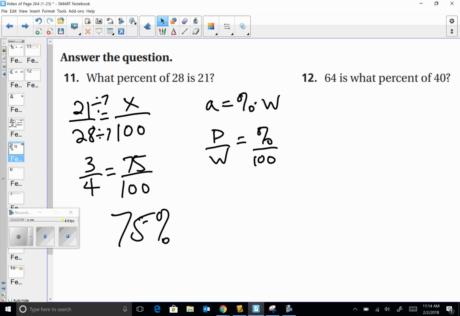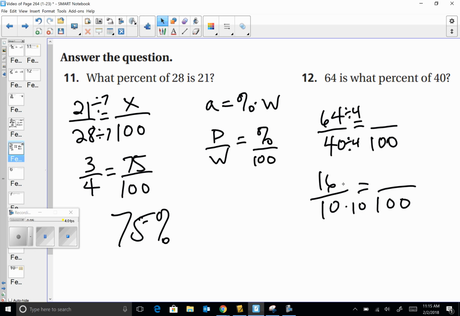All right, let's try this next one. 64 is what percent of 40? I still think that the proportion is a great way to do these. Now, again, this one's a little bit different. Of 40, that is the whole. So the whole is the 40 and the part is 64. We know this one's going to be bigger than 100%. All right, I'm going to divide these by 4 real quick. I think I can get to it pretty quickly. 64 divided by 4 gives me 16. And then 40 divided by 4 is 10. All right, so I can see I can multiply by 10. So I get 160. So the percent is 160%.